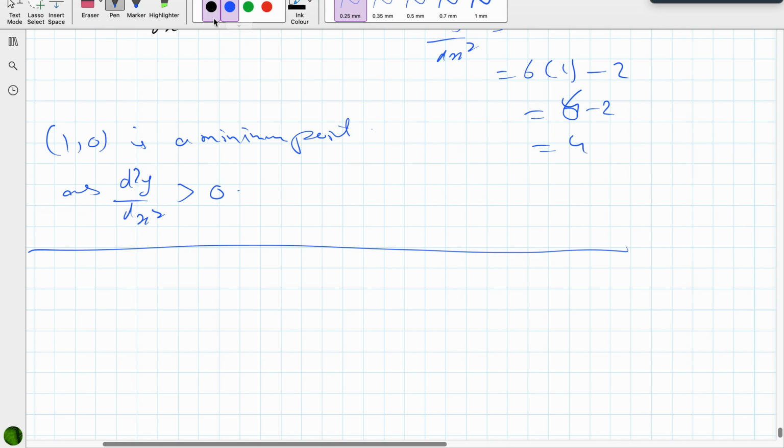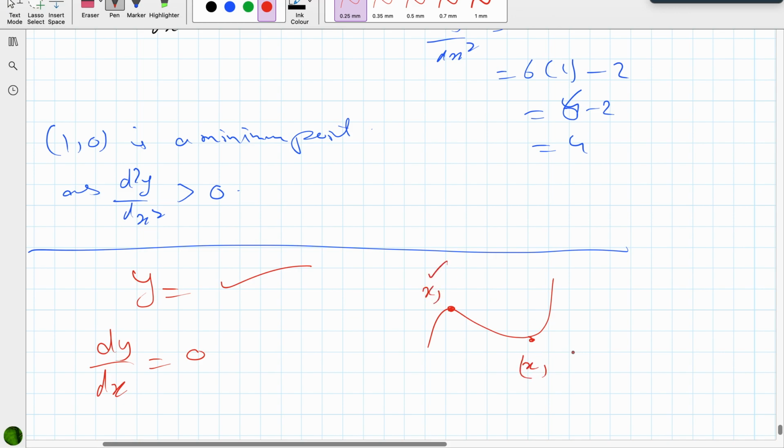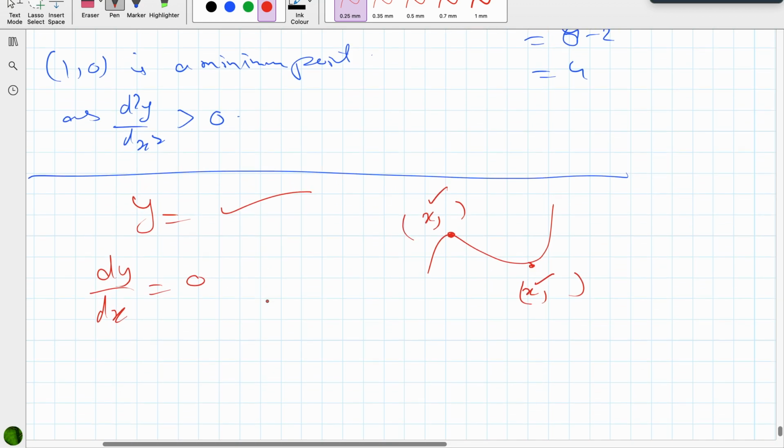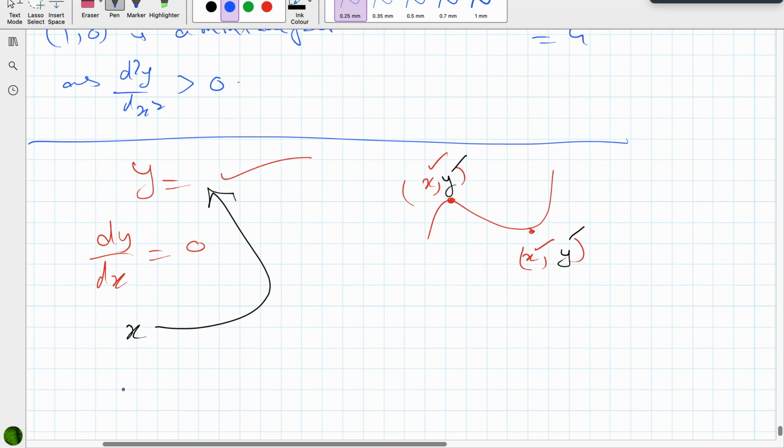A quick summary. Y is equal to something, dy by dx is equal to 0, to find the two different turning points' x coordinates. So we're done with the x coordinates of both the points. When it is equal to 0, we find x. Then we put the x coordinate back in the equation to find the coordinates. We're done with the y part as well. Now we know the complete coordinates of the turning points.